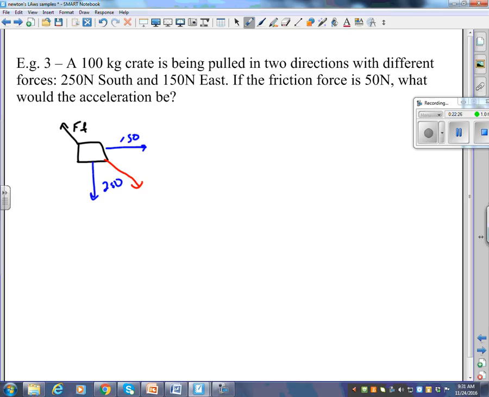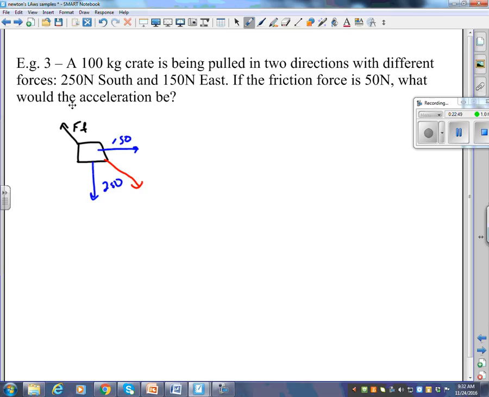Okay. Can we deal with friction as the first step, or what do you think the first step is going to have to be? Adding those two. Adding the two, and we're going to put them tip to tail. Have I conveniently made them perpendicular to each other? South and east. So that means we can use Pythagoras, right?